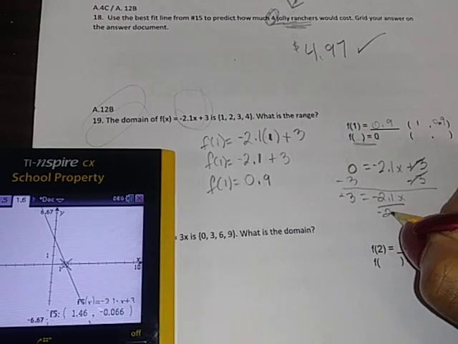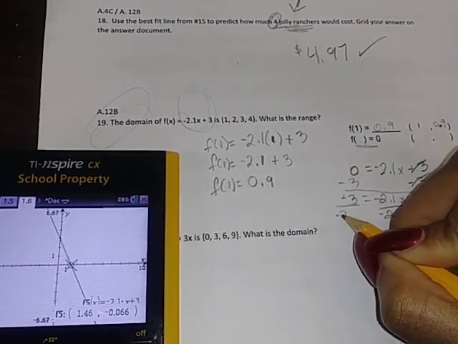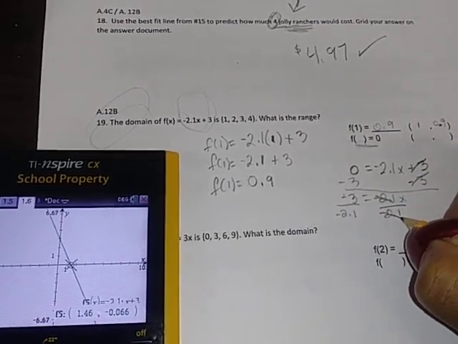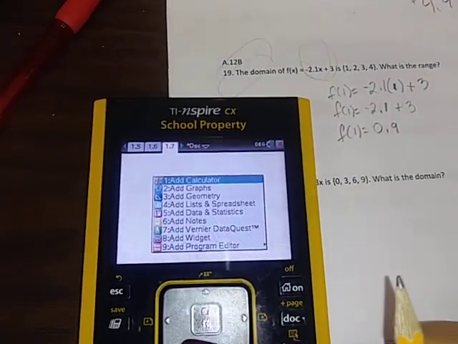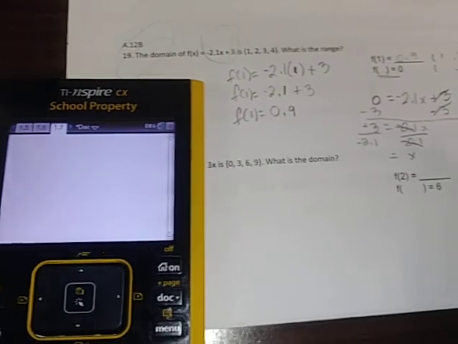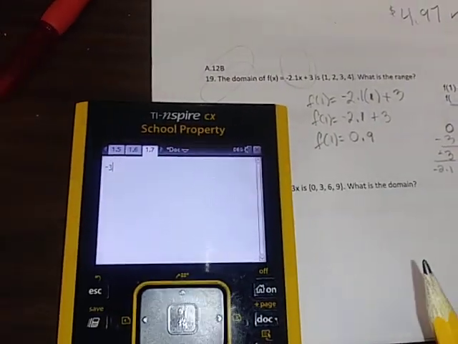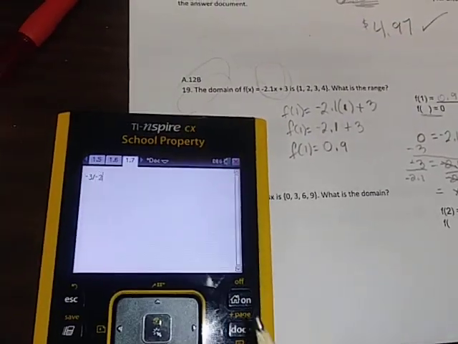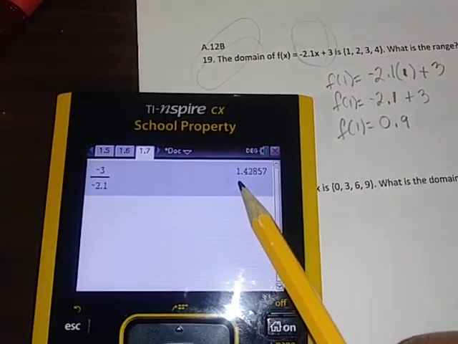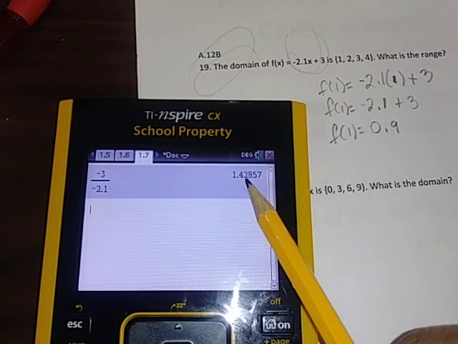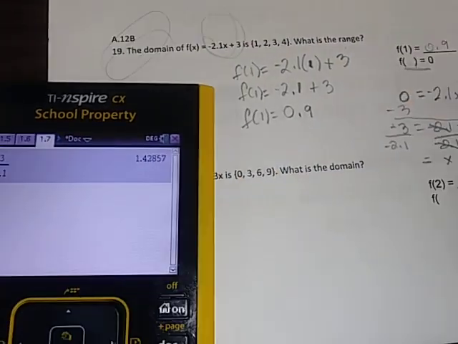Divide by -2.1. Okay, control doc, add a calculator. -3 divided by -2.1. Look, we were close. 1.43, we'll round up.